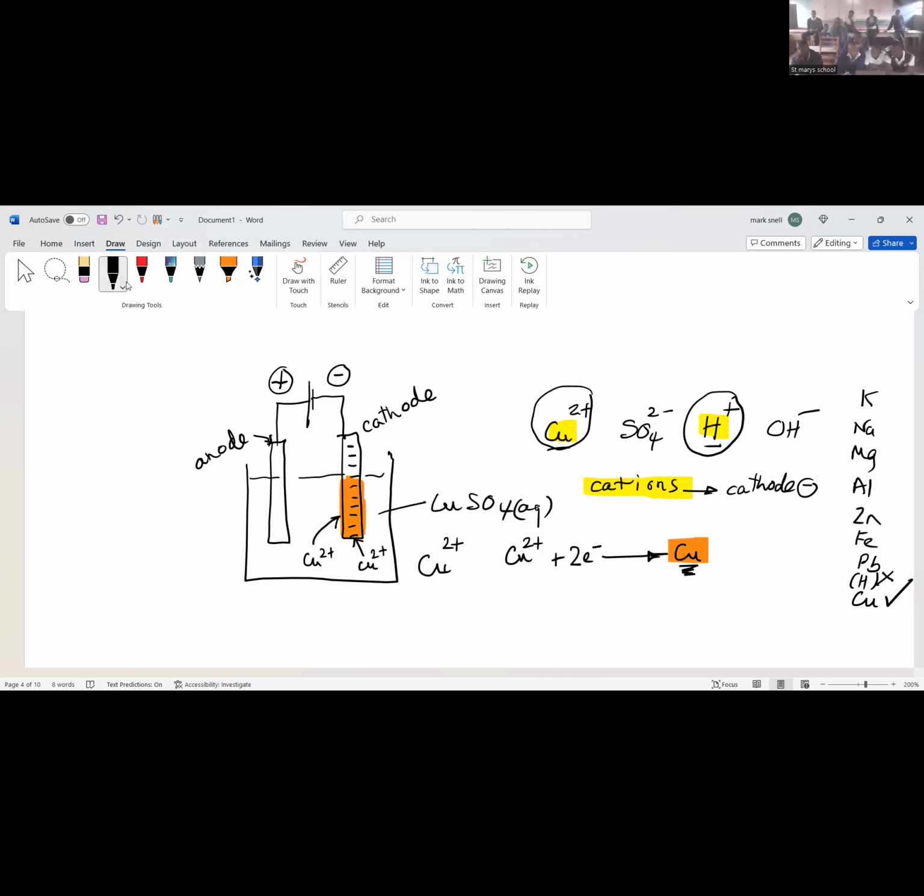Now, at the other electrode, we have SO4 2- and OH-. And the rule is which anion is what we call discharged. And the answer is, if there's Cl-, it's that. If no Cl-, then it's the OH-. But you need to know what happens with OH-.